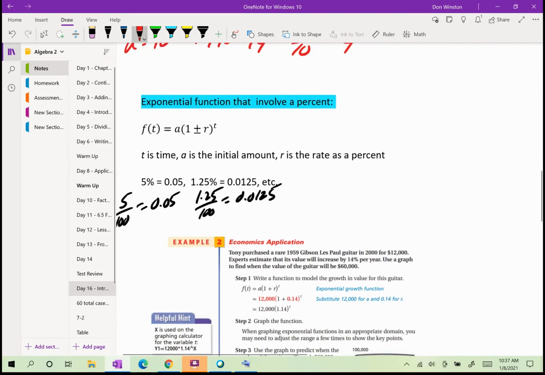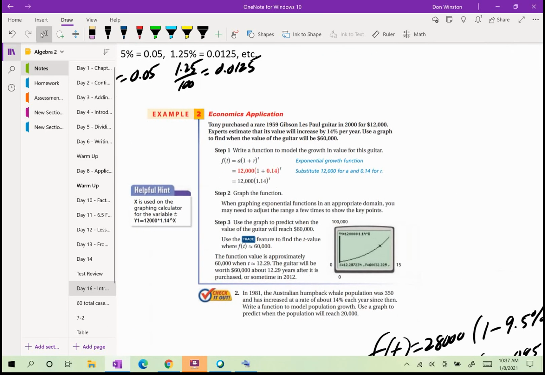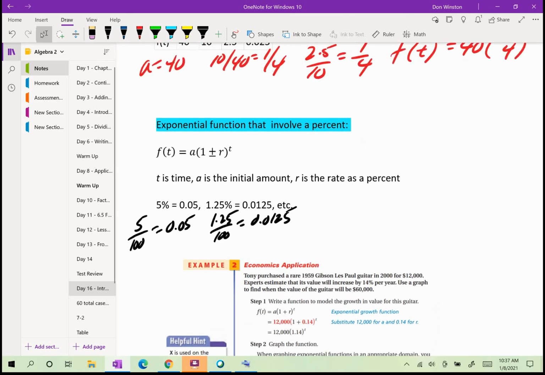All right, now let's look at some applications of exponential functions. Before I jump into that, the next form that we're going to take a look at is kind of like the same form. This function is going to involve a percent. So we say f of t is equal to a times 1 plus or minus r raised to the t, where r is some percent. But we're going to have to convert that percent to a decimal. So when we go 1 plus or minus r, the r has to be a decimal.